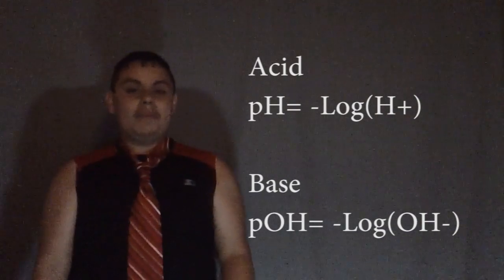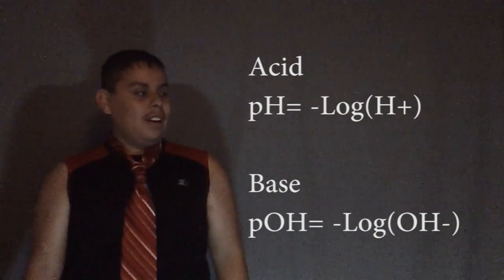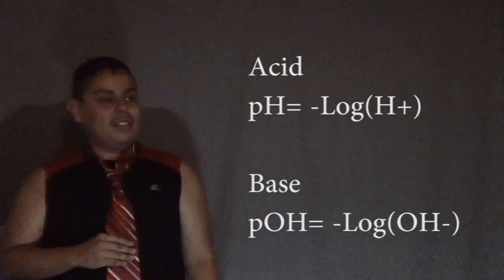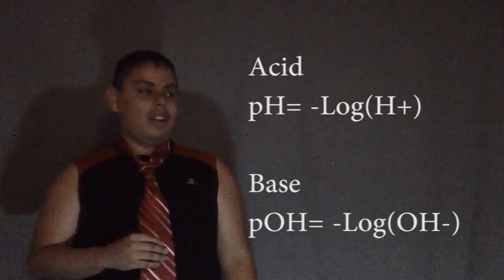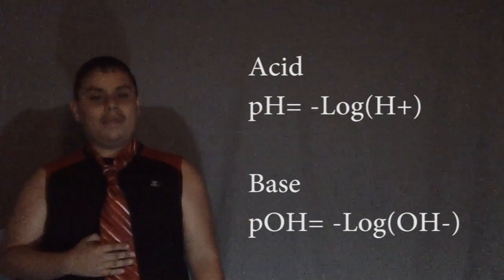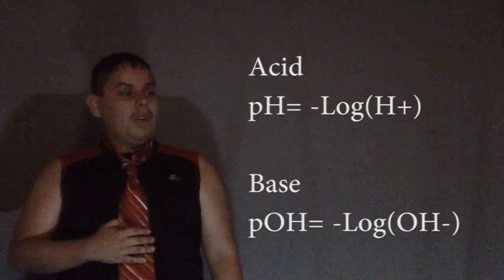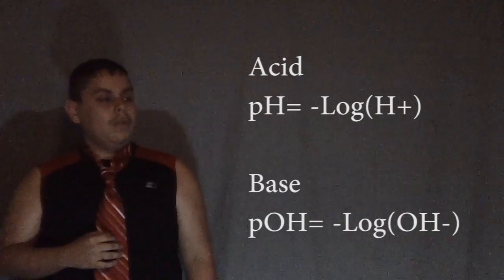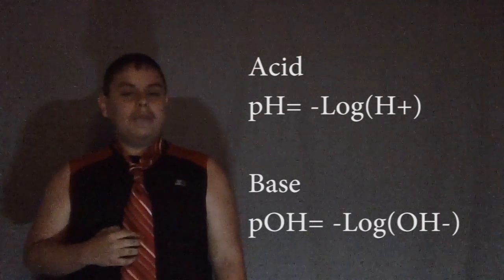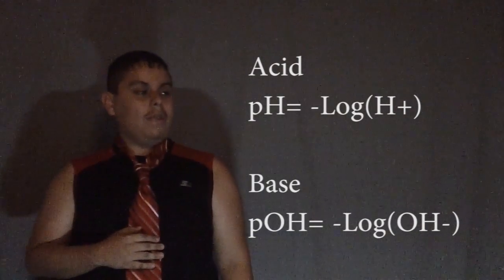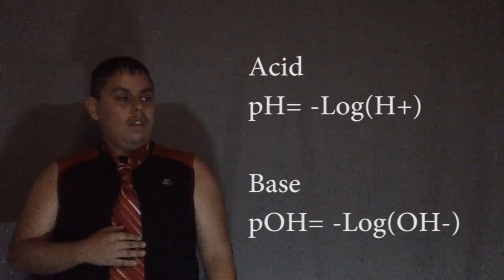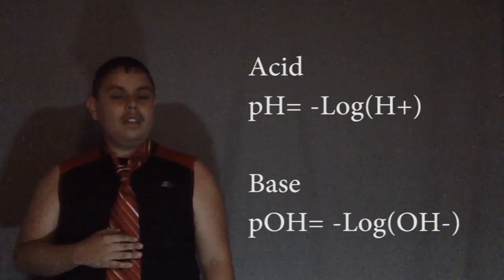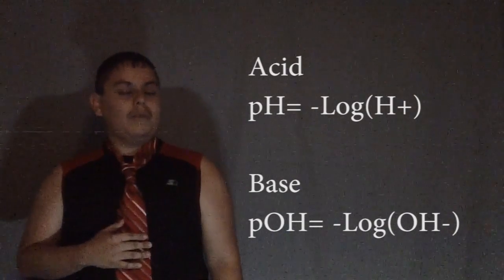The pH is a measure of hydrogen ion concentration, H plus, and the pOH is a measure of hydroxide ion concentration, OH negative. The units for both are moles per liter, and the formula you use to solve for both is negative log base 10 of H or OH. To check your answer, the pOH and the pH have to add up to 14.